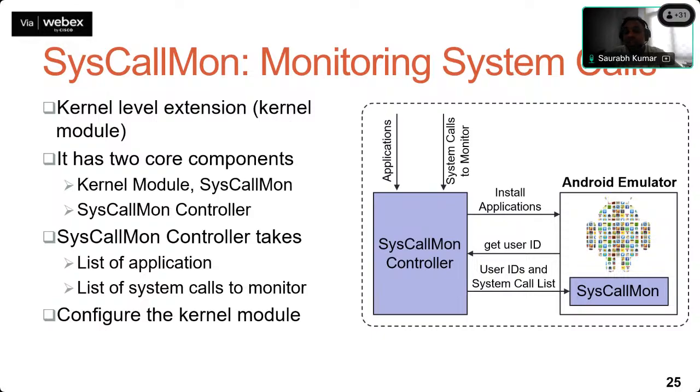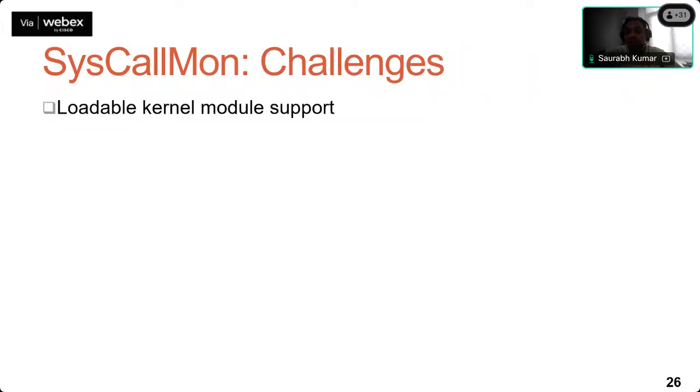But the issue is that in designing this, there are several challenges. One is low-level kernel module support. Here we are talking about the Android emulator. Whatever Linux kernel comes with the Android emulator or the AOSP image doesn't have loadable kernel module support, so you cannot load any kernel module at runtime. The simple solution is to recompile the Android kernel by enabling kernel module support, and that is done.